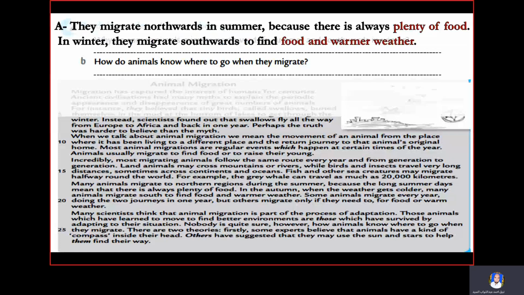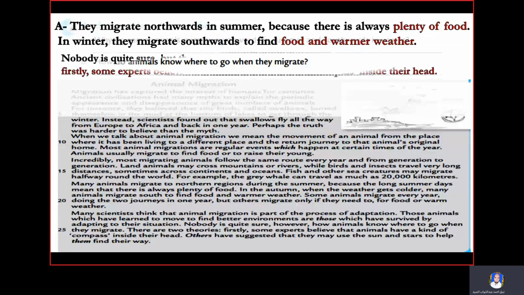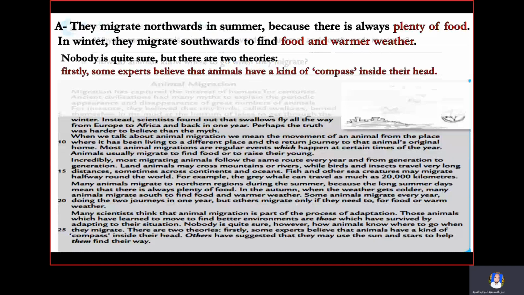How do animals know where to go when they migrate? Nobody is quite sure, but there are two theories. Firstly, some experts believe that animals have a kind of compass inside their head. Others have suggested that they may use the sun and stars to help them find their way. Please write your answers in your workbook.